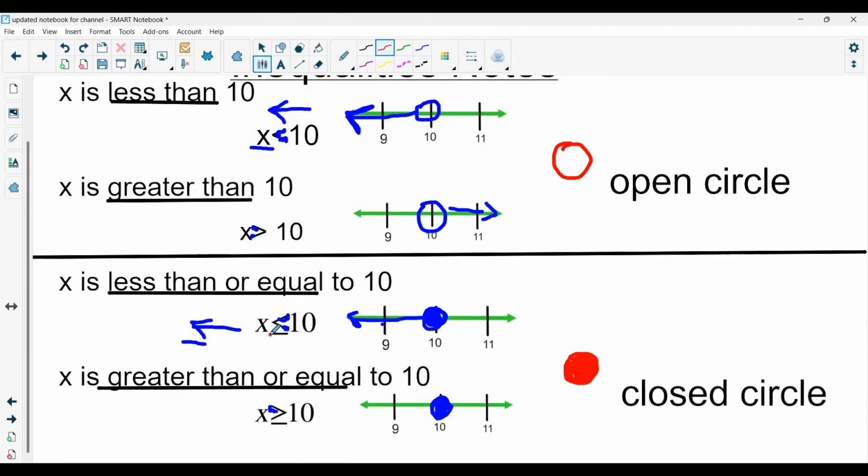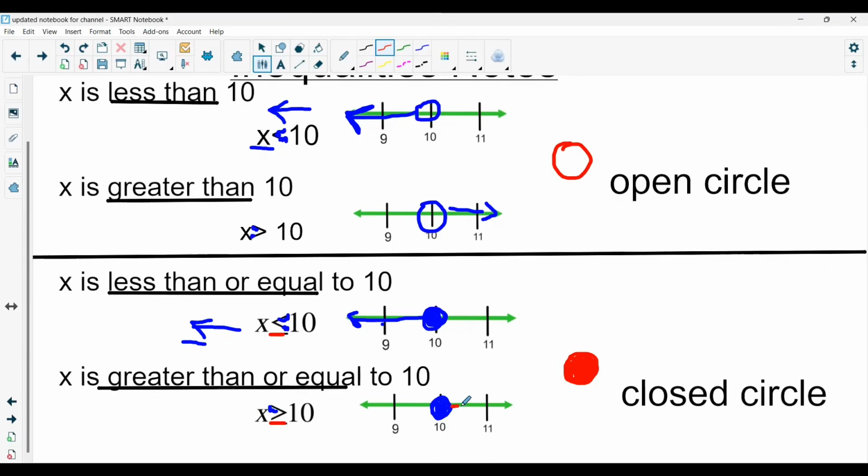And this line here is your equal to sign. So you have your sign and then this line under it. It's just telling you that it's "or equal to." So this is saying that X is greater than or equal to 10. What numbers are either 10 or greater than 10? Greater means bigger. So the alligator is eating the X, which means it's bigger than 10.